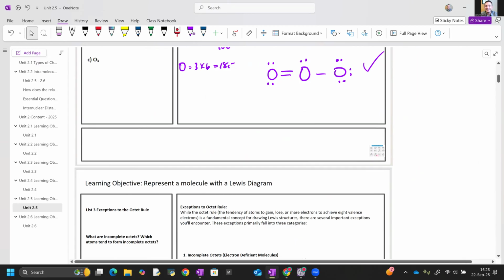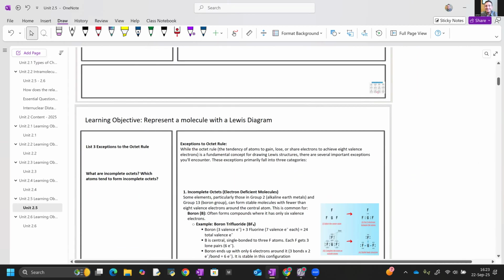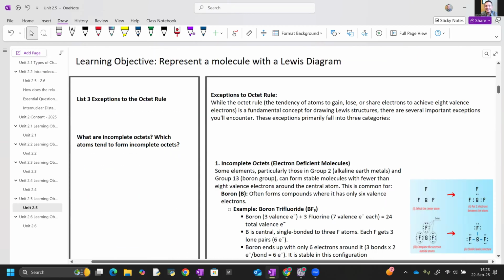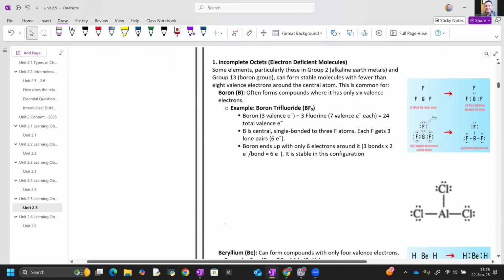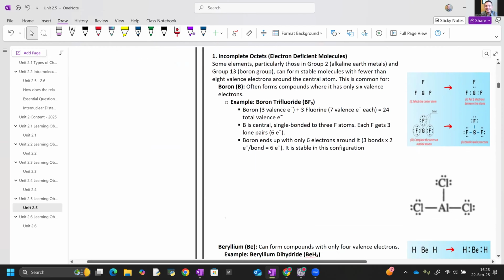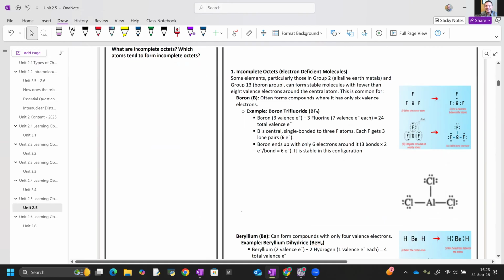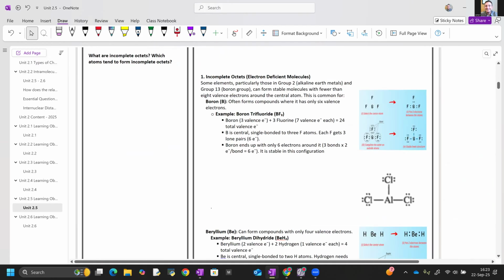And then we move on into looking at some exceptions to the octet rule. There are 3 exceptions that we need to be familiar with: incomplete octets, expanded octets, and then odd electron species. I may have listed those out of order, but either way, there are 3 of those.